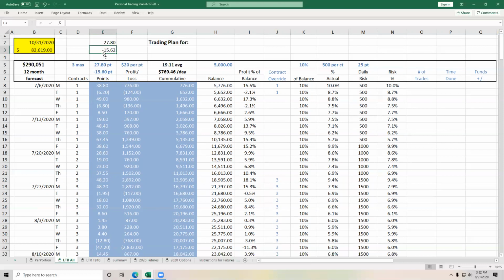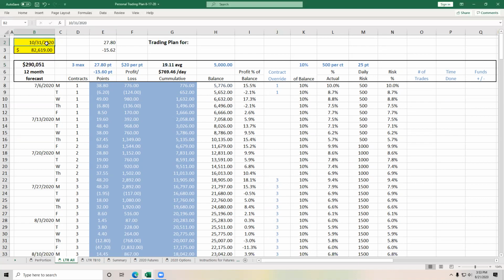So I would keep it consistent and planned at 1 losing day a week, and then just make sure that you know what your average of the losing days is and plug that in as your forecast. And then 27.8, we're right there. We're right at 27.8. That's the average of our winning days. And that takes us with 3 contracts to a $290,000 income over the course of 12 months.